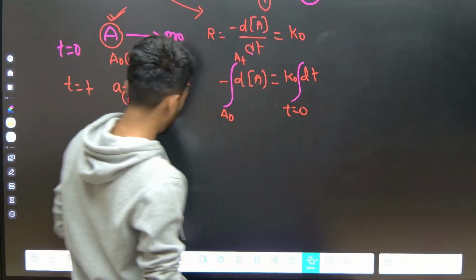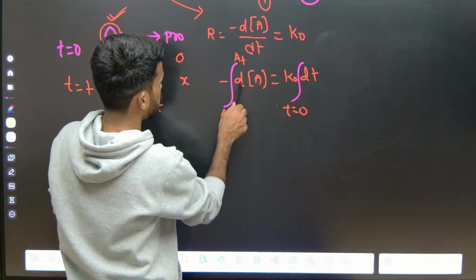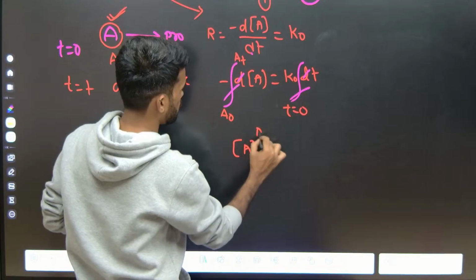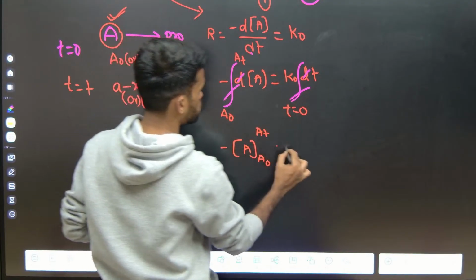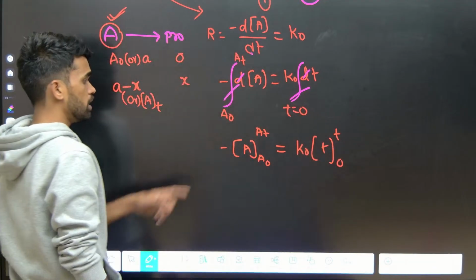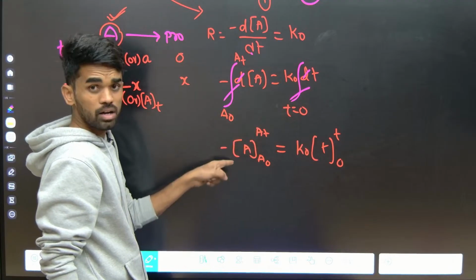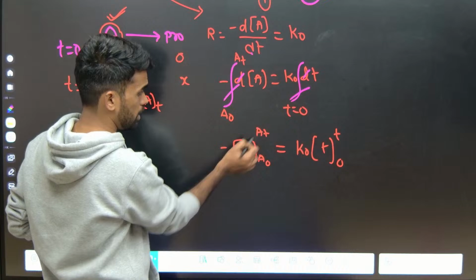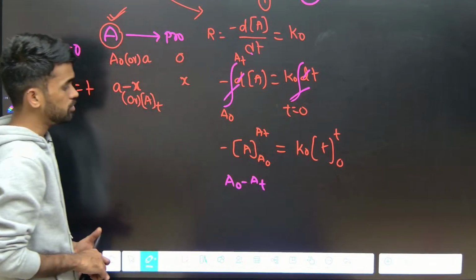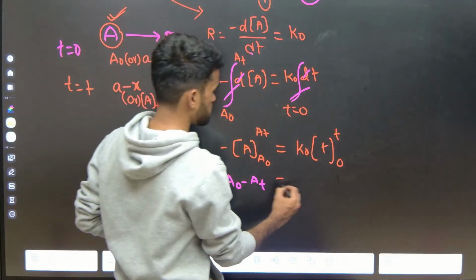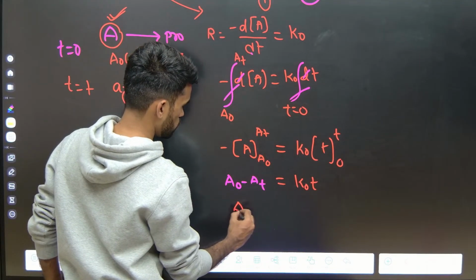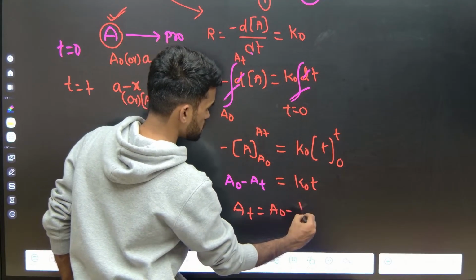Okay, so finally what will we get here, right? So substitute this. See, integration, differentiation, you can remove these things so that you will get A to the power, upper limit At, lower limit A naught, with a negative symbol; here K naught, t to the power, upper t and lower 0. Okay, so integrate by applying lower and upper limits. You just write it as At minus A naught with a negative symbol, that is A naught minus At, you will get, right? Next, this one becomes K naught t. Okay, so from this what you can write: At is equal to A naught minus K naught t.